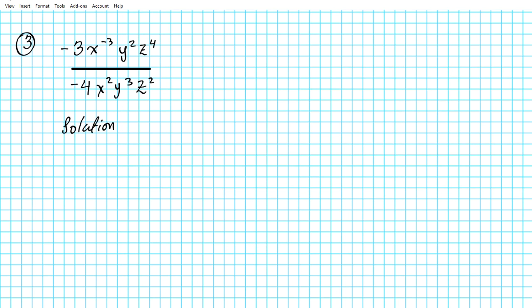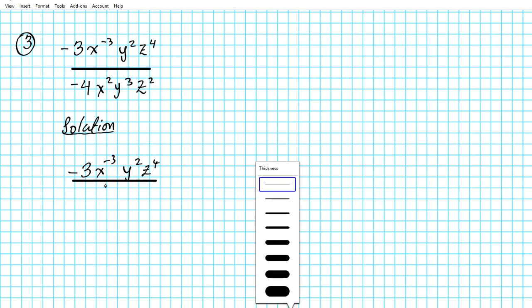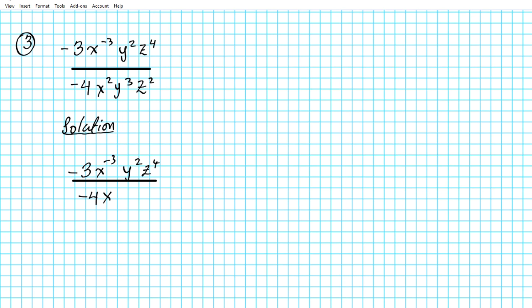All right, let's do this. So let's just rewrite it. So negative 3 x to the negative 3 y squared z to the fourth divided by negative 4 x squared y cubed z to the second power.